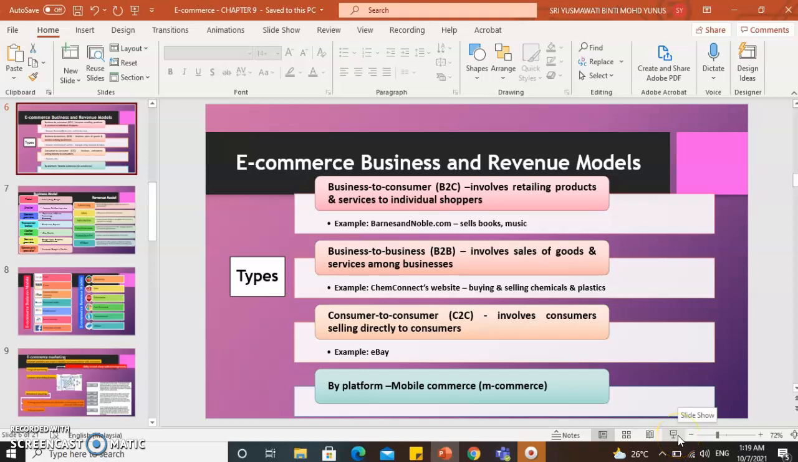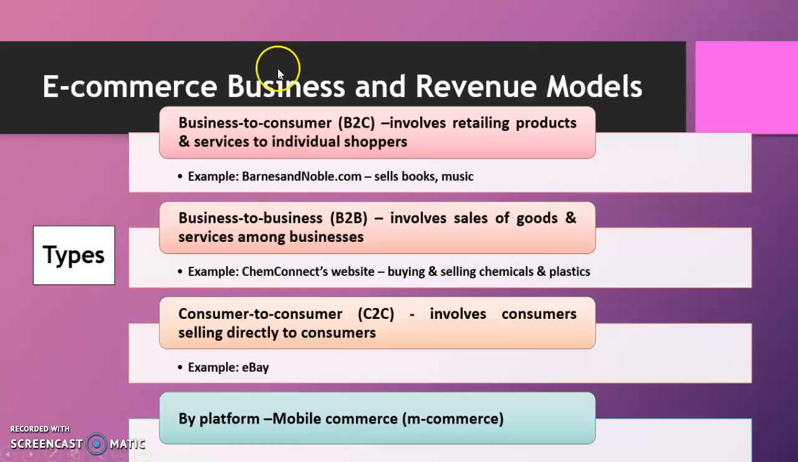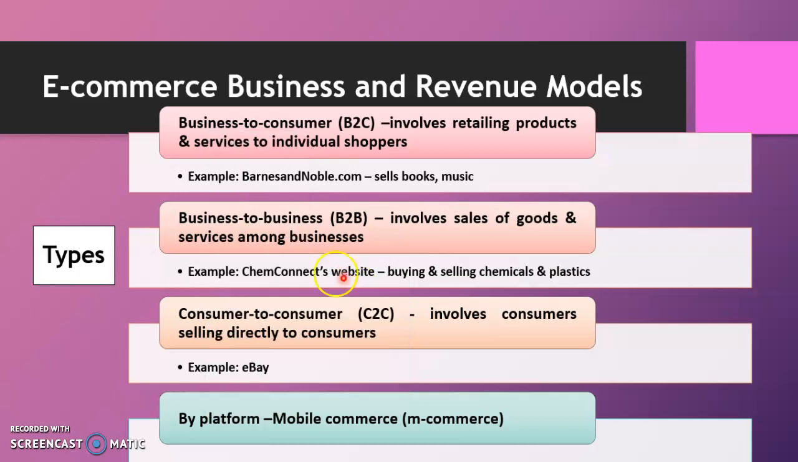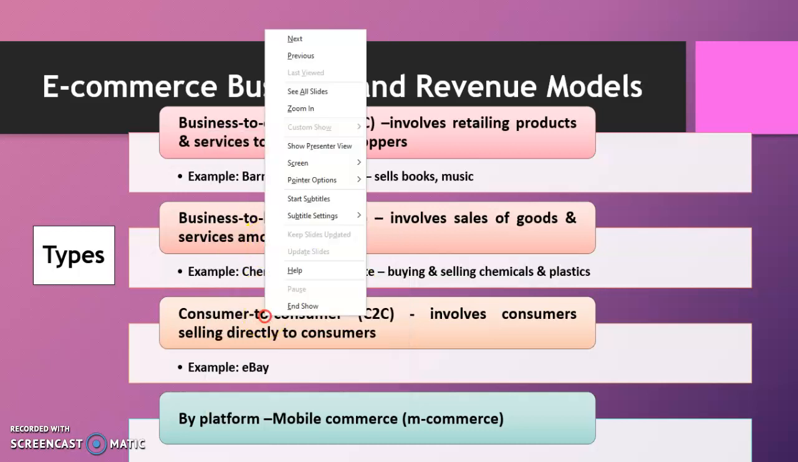Okay, next, let's continue about e-commerce business and revenue model. But before that, we have to look at what the types involved in e-commerce are. Let's start. We have three types of e-commerce. The first one is business to consumer. Number two is business to business. Number three is consumer to consumer.